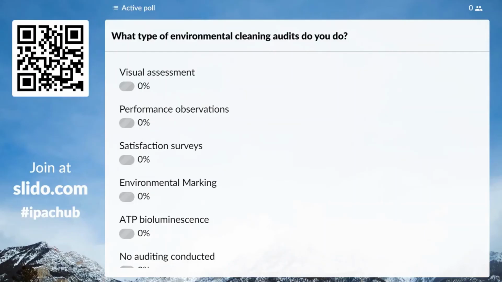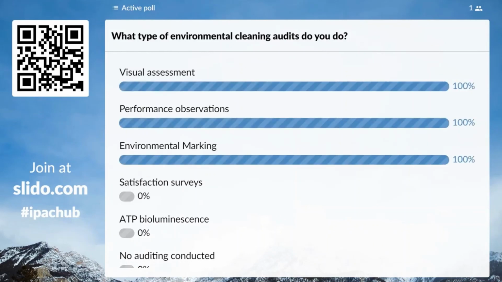So one more Slido question here about what type of environmental cleaning audit. I know there weren't very many of you that noted you're doing environmental cleaning audits, but for those of you that do cleaning audits or assess the cleanliness, can you indicate please which type of environmental cleaning audits you perform at your facility? Thank you.